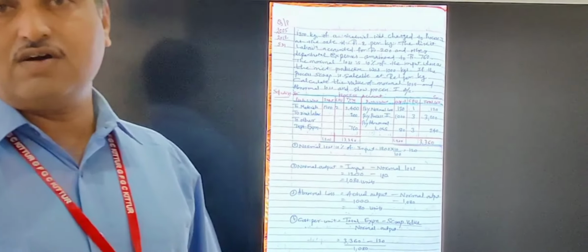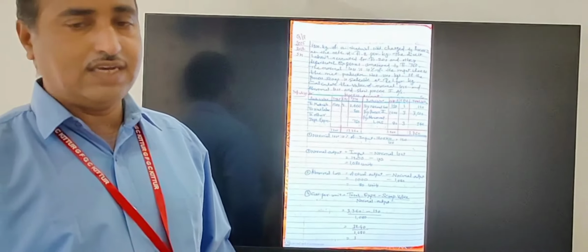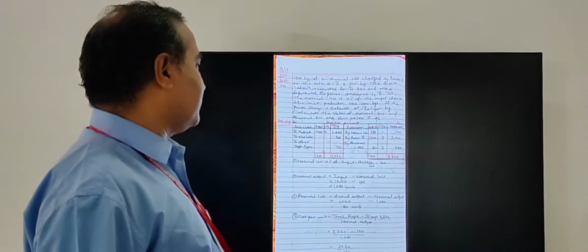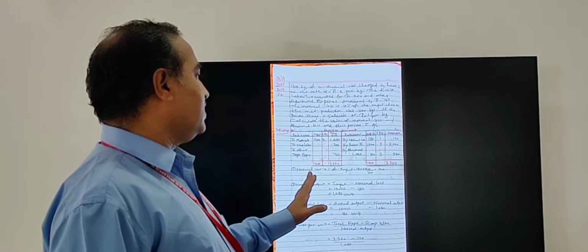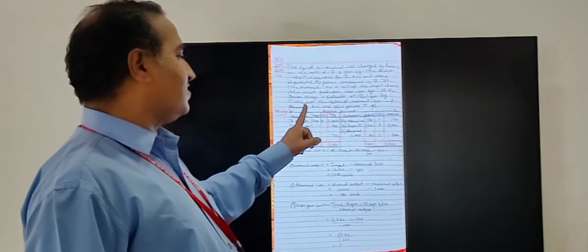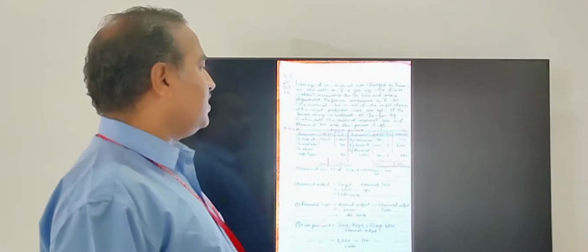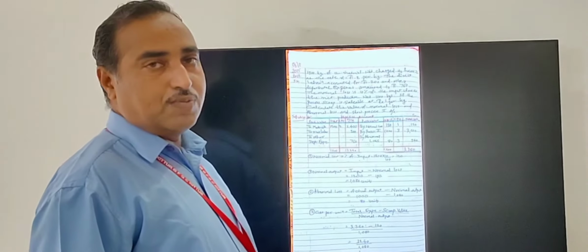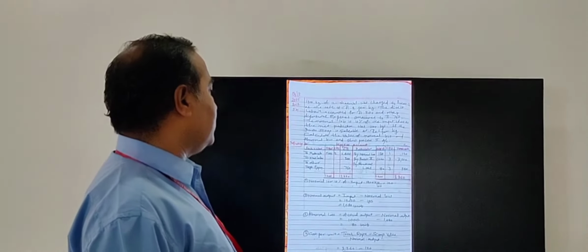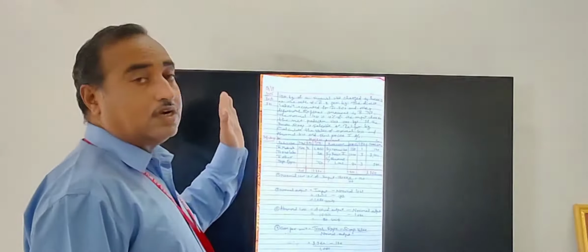Here, the process account has a debit and a credit side. Once again I am going to say, same columns. On the debit side, the new thing is input; on the credit side, the new thing is output. Remaining all columns are same. Here, first on the debit side we have to enter all the expenditures.